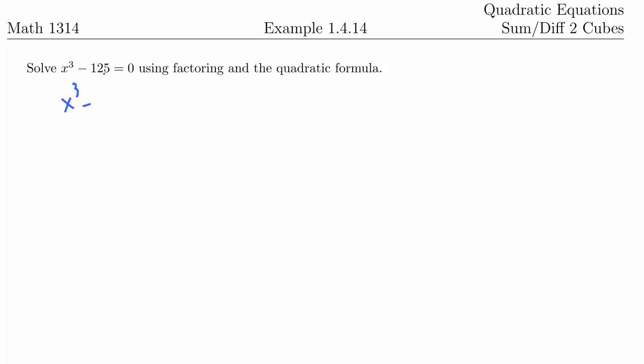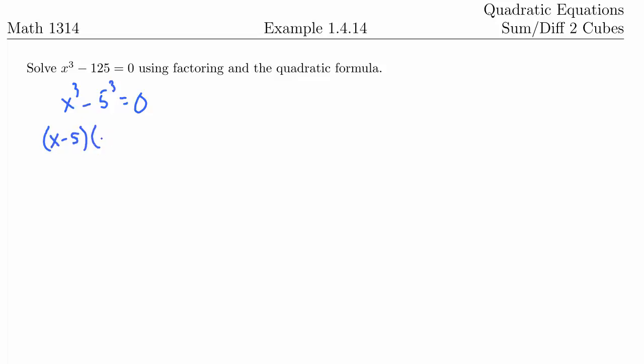What cubed gives you 125? If you need to, go over here, write down all of your cubes and see which one works. Well, that's going to be 5 cubed. Then I need to factor this. The factorization, start out with my first factor. I drop the cubes, and that leaves me with x minus 5.